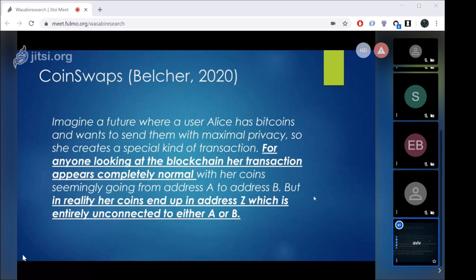Okay, so like any good privacy paper, the coin swaps paper begins with a bit of prose. Belcher writes, imagine a future where a user Alice has Bitcoins and wants to send them with maximal privacy. So she creates a special kind of transaction. For anyone looking at the blockchain, her transaction appears completely normal, with her coins seemingly going from address A to address B. But in reality, her coins end up in address Z, which is entirely unconnected to either A or B. And so here, the big thing that Belcher is trying to talk about when he's bringing up his coin swap protocol is a concept of covertness, right? And so what is covertness?